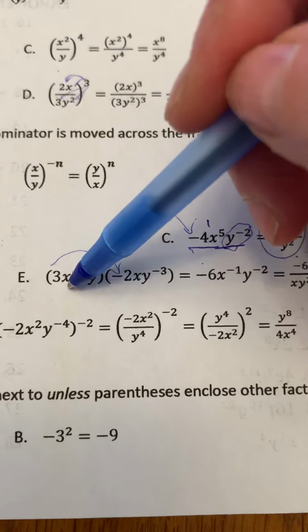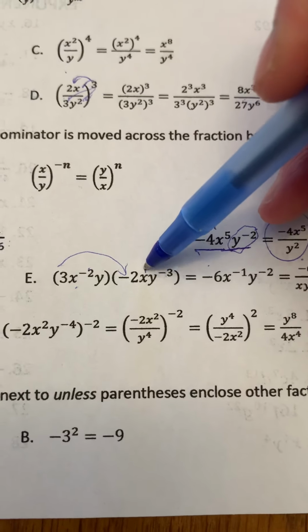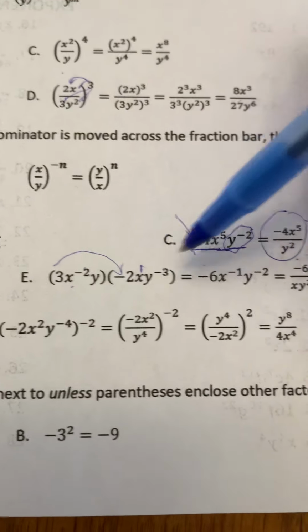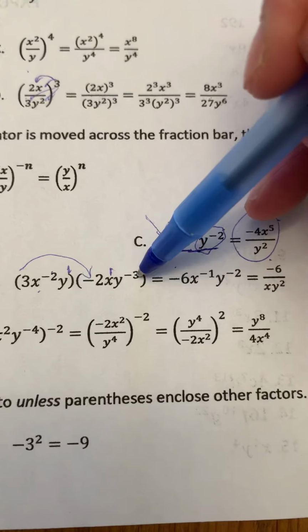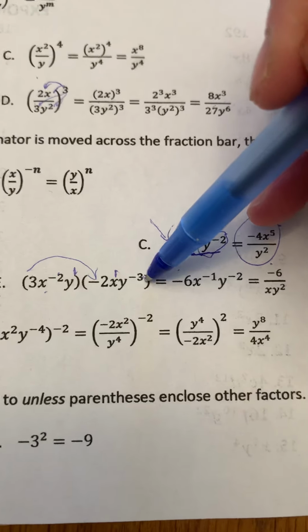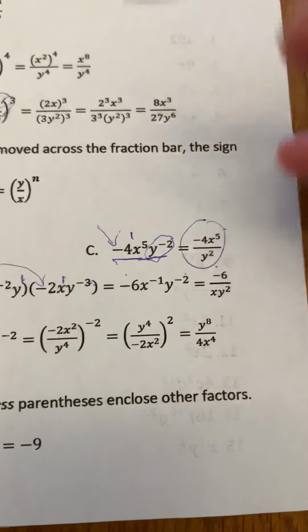Now we're going to do our x's. X to the negative 2 times x to the power of 1. We're going to add those exponents, so we end up with x to the negative 1. Now we have y to the exponent 1 times y to the exponent negative 3. We're going to add those exponents, and we get y to the negative 2.